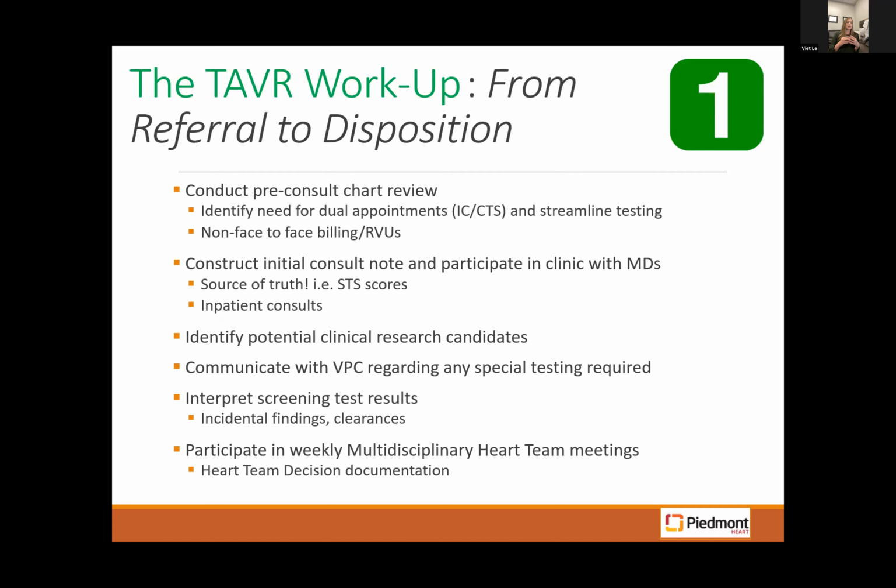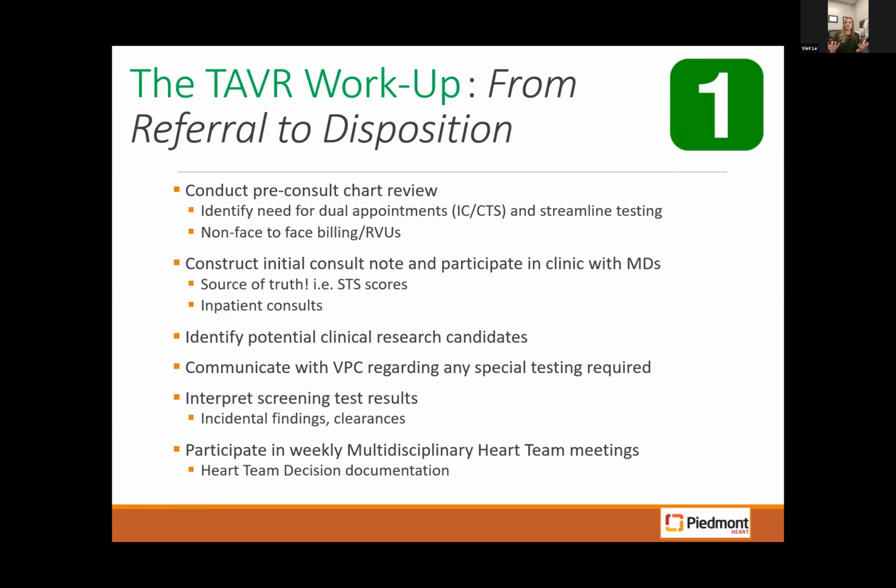APPs can quickly identify potential research candidates. If someone looks appropriate for a particular clinical research trial, they can get in touch with the research coordinator team and put that into motion very quickly. After the patient has been seen by the physician and the ball is set in motion, the APPs can communicate with the valve coordinator. Is there some sort of special testing required? For example, a patient with severe AS claims that they're asymptomatic and perhaps there's a stress treadmill that needs to occur, something like this. APPs can then be that first line of interpreting the screening test results.